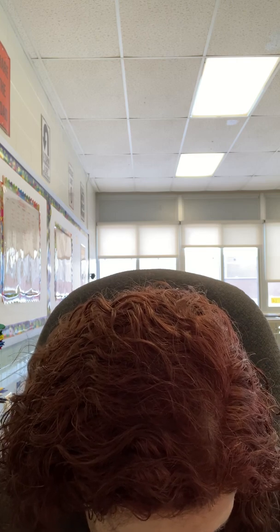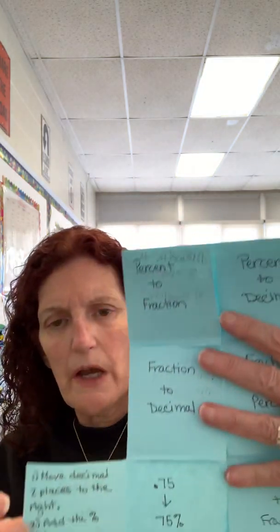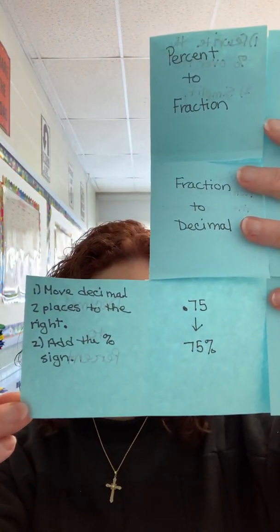Our last one on this side, number 1, we move our decimal two places to the right, and step number 2, we add the percent sign. And our example of this is if I have 0.75, that turns into 75%. So our last example would be this.